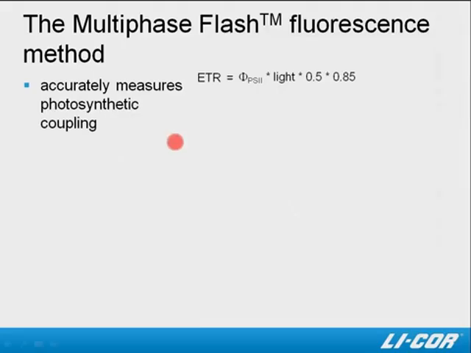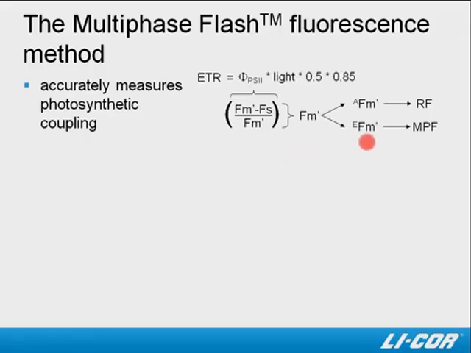The multiphase flash method can also be used to accurately measure photosynthetic coupling. And recall that electron transfer is estimated as the product of phi PS2, light intensity, and some correction factors. Phi PS2 is estimated using FM prime, and the value of FM prime can either be the extrapolated value based on a multiphase flash or the apparent value based on a comparably intense rectangular flash. And therefore, the value of FM prime used as input in the equation for phi PS2 is ultimately going to affect the value of electron transfer.